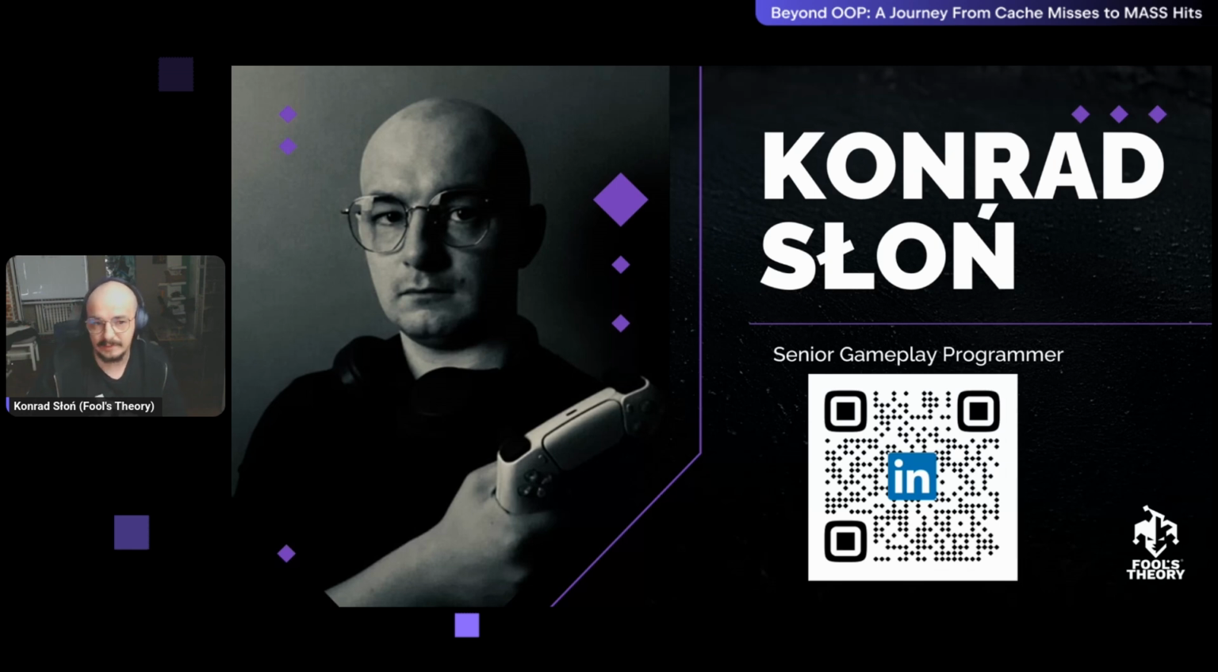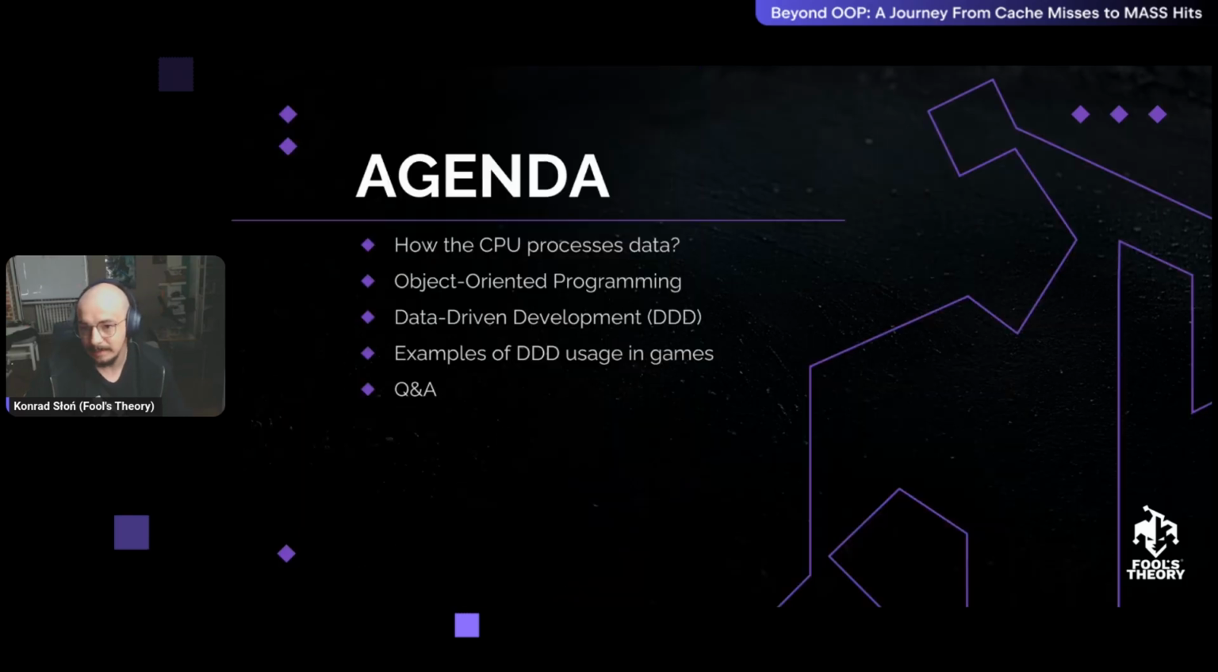For example, this is one of the approaches that we can take when we create gameplay features. So this is a quick look at the agenda. Firstly, I will show you how the CPU processes data, because this is important to understand why we even want to think about moving from an object-oriented approach to a data-driven approach. I want everything to be clear for everyone, because maybe not everyone knows how it looks. Later, I will show you some examples of how we can use data-driven development in games, and at the end, there will be some time to talk about that, I think.